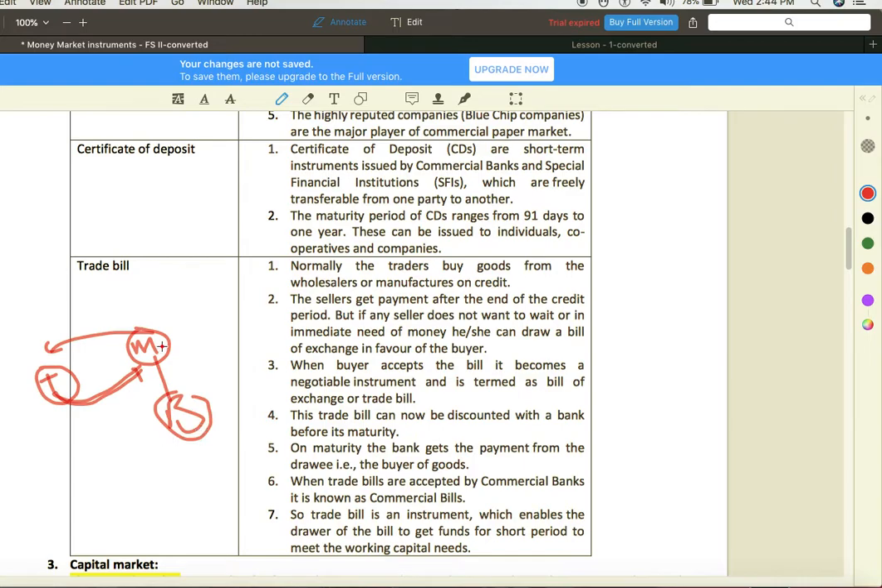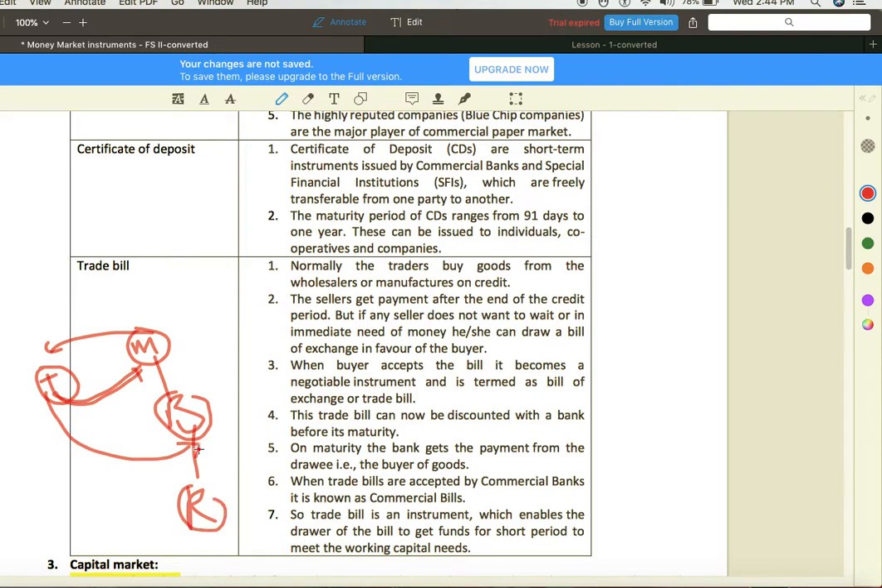I repeat, when the holder of the bill goes to the bank, presents the bill as a security and takes the loan, it is called discounting. See the fourth point, this trade bill can now be discounted with the bank before maturity. That means the bank will give money to the manufacturer, but ultimately money has to be given by whom? The trader. The trader will make a payment to the banker within the maturity. Everybody clear?